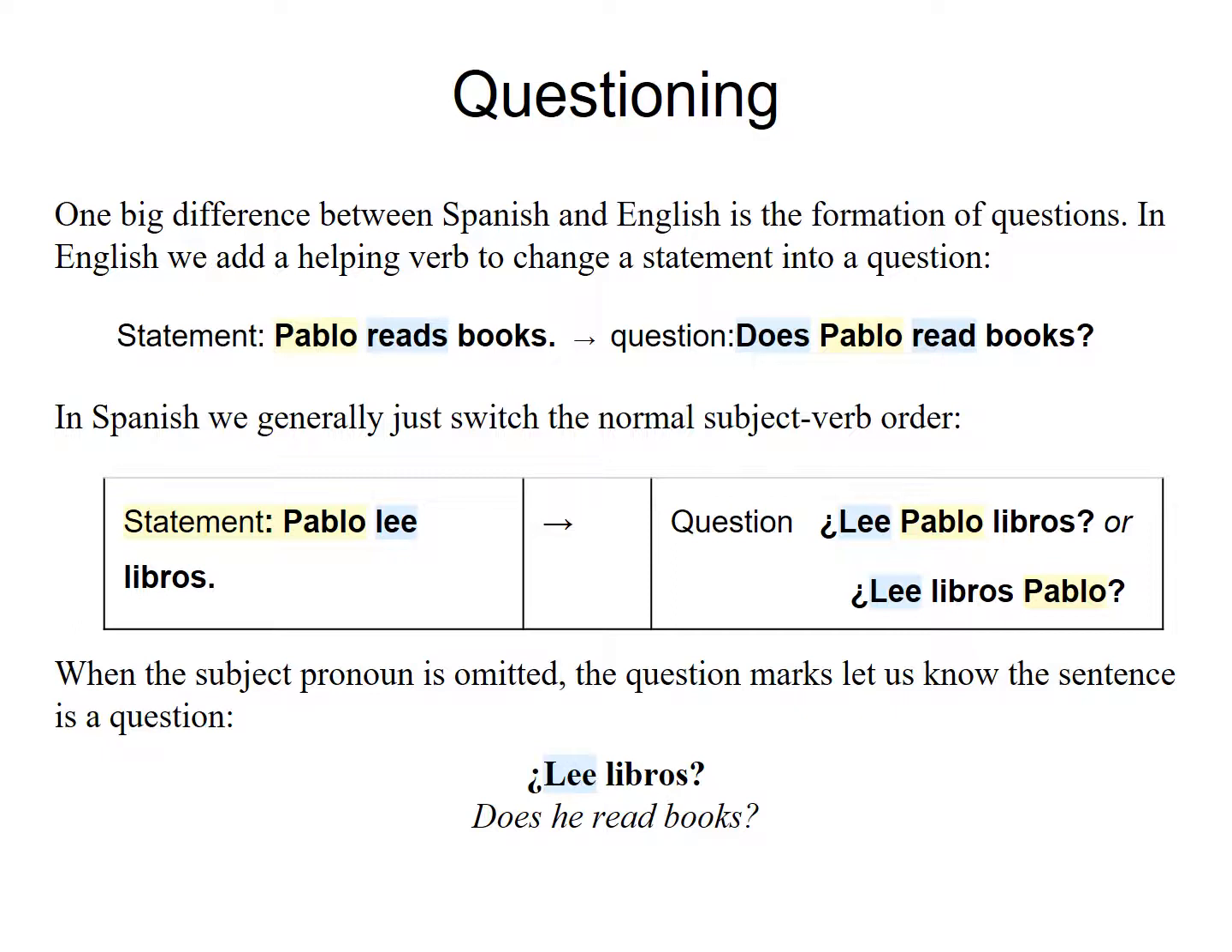In Spanish, we generally just switch the normal subject-verb order. For example, the statement, Pablo lee libros, changes to the question, lee Pablo libros? Or lee libros Pablo? When the subject pronoun is omitted, the question mark lets us know the sentence is a question. For example, ¿lee libros? Does he read books?